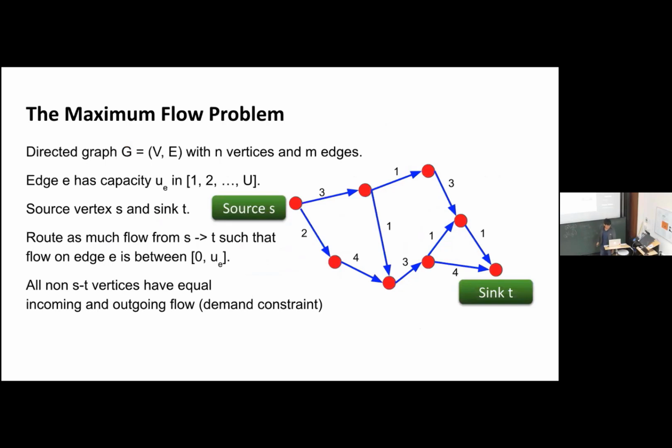So just to give a refresher for the maximum flow problem, I might repeat because we talked about this a couple of times. The maximum flow problem takes a directed graph, and every edge has, let's say, an integer capacity from 1 to capital U. For the purposes of this talk, it's actually useful to think of U as larger, so polynomial in m. Let's say like m cubed or something. So we're not dealing with unit capacity max flow.